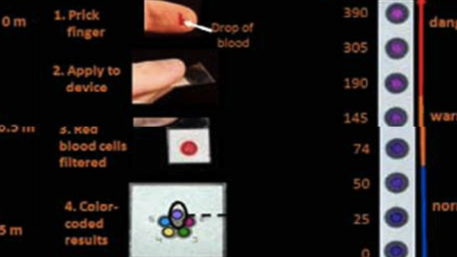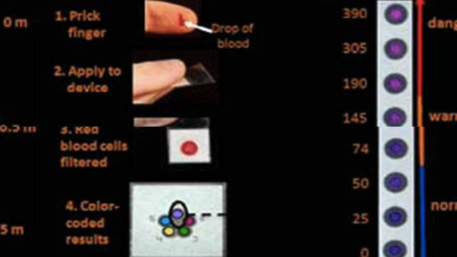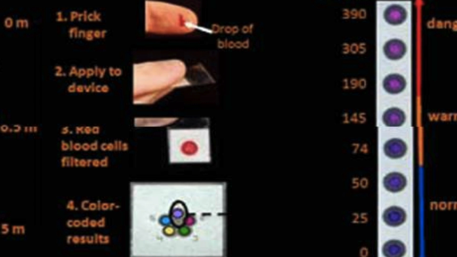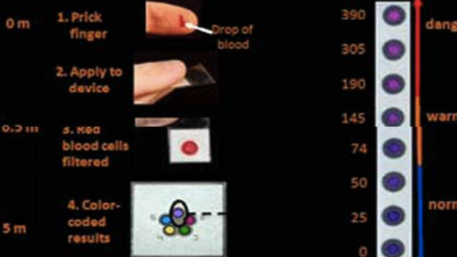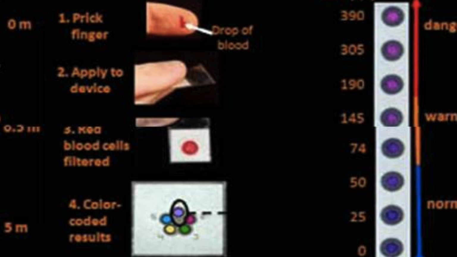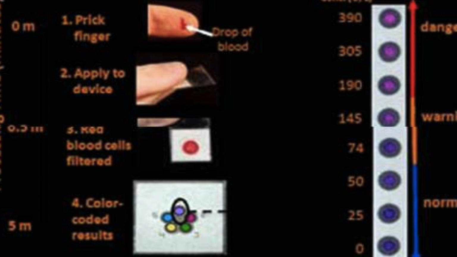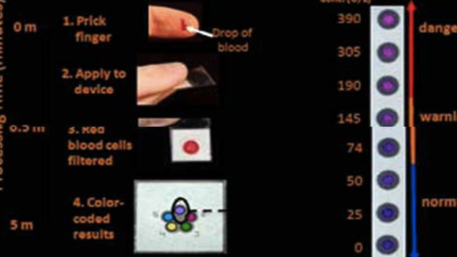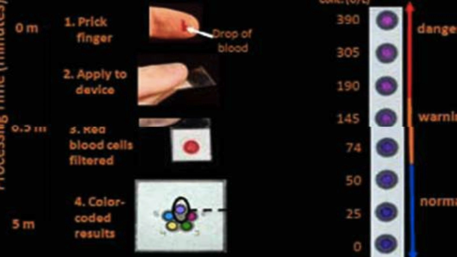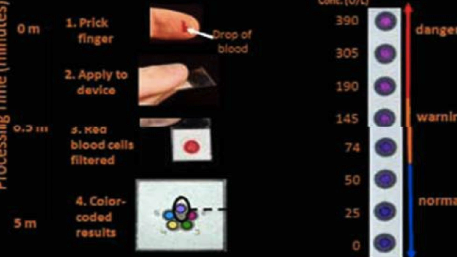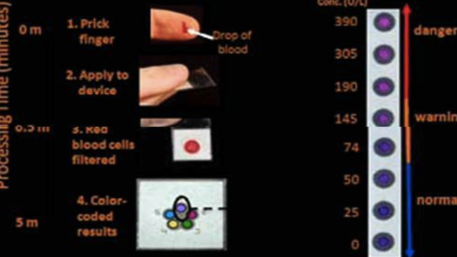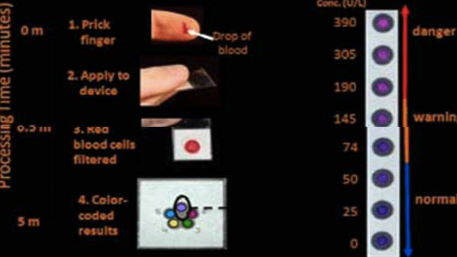So this is how it would work. It could be blood, it could be urine, sweat, whatever. And then you prick the finger if you're using blood and put the blood on the paper. Then the blood is filtered through the channels and the wells, and that's this flower pattern here, what the wells and the channels make up.